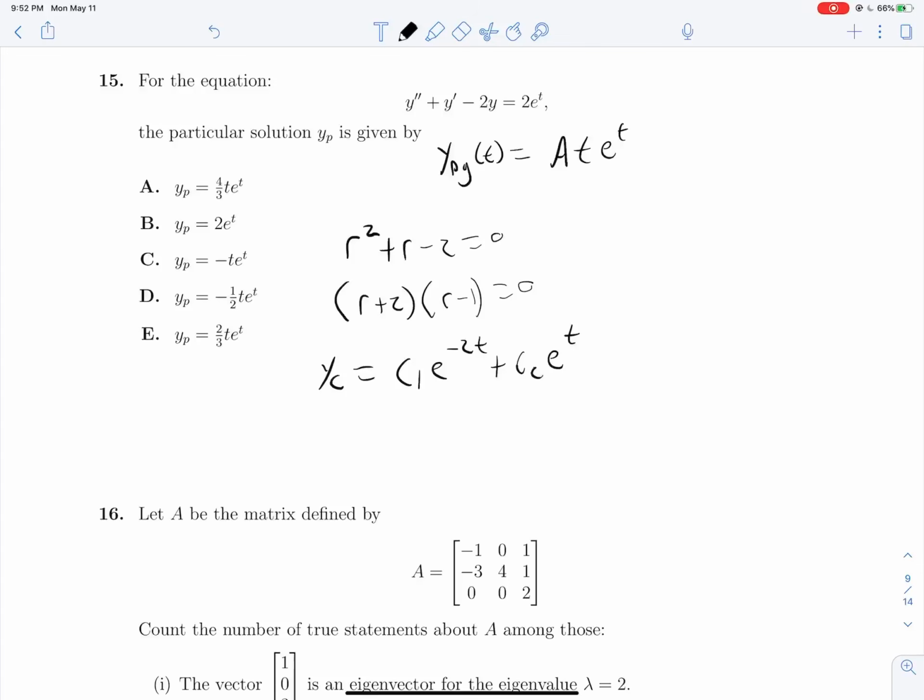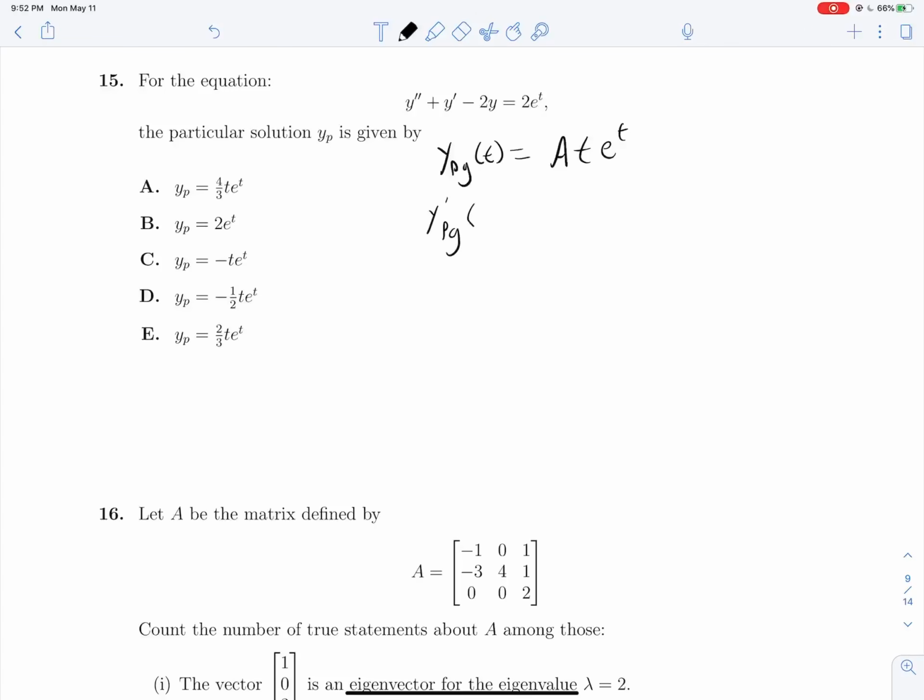All this means is that our differentiation just got a little bit more complicated. So I'm going to remove this guy because all we're looking for is our particular solution here, and we will find a couple derivatives. Y prime will be a e to the t plus at e to the t, and y double prime will be 2a e to the t plus at e to the t. We can plug these in for y double prime, y, and set that equal to 2e to the t.